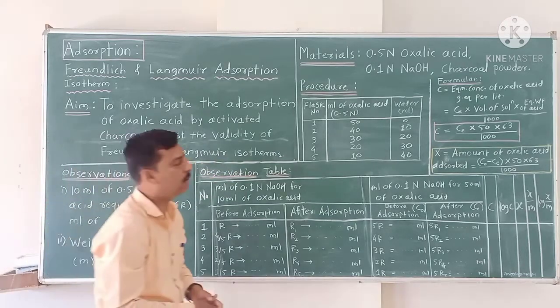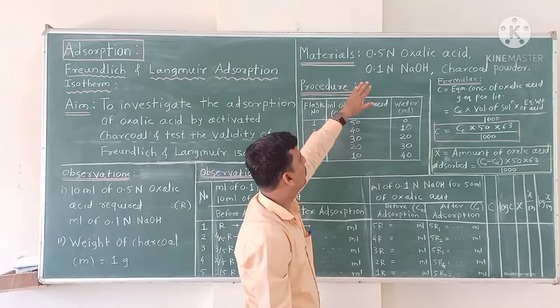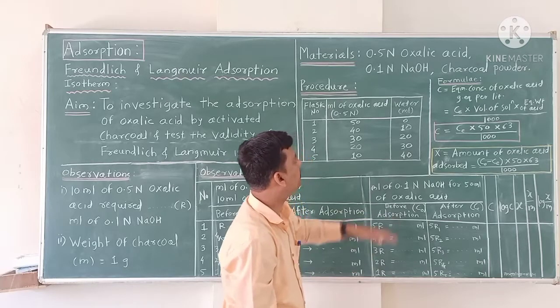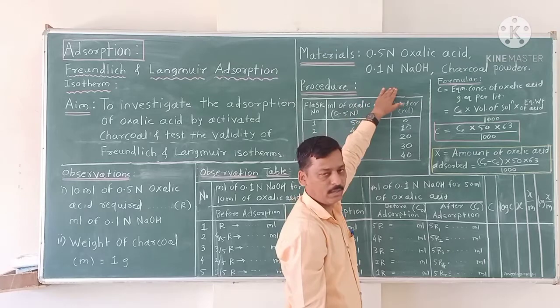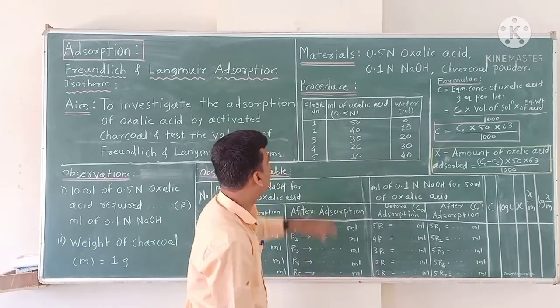The materials required for the experiment are 0.5 normal oxalic acid, 0.1 normal NaOH, and activated charcoal powder.